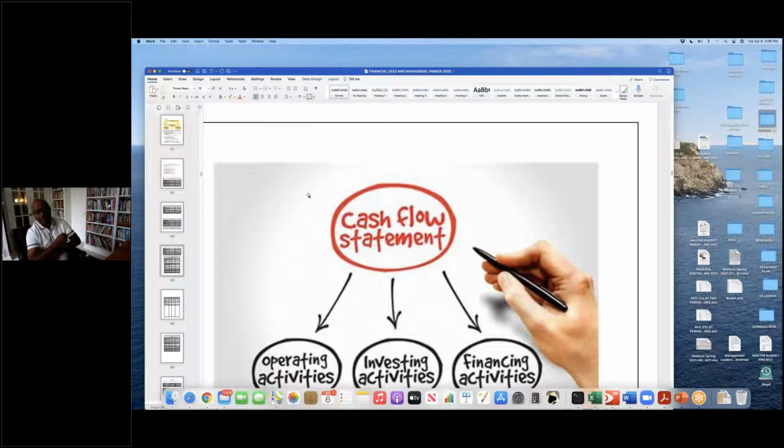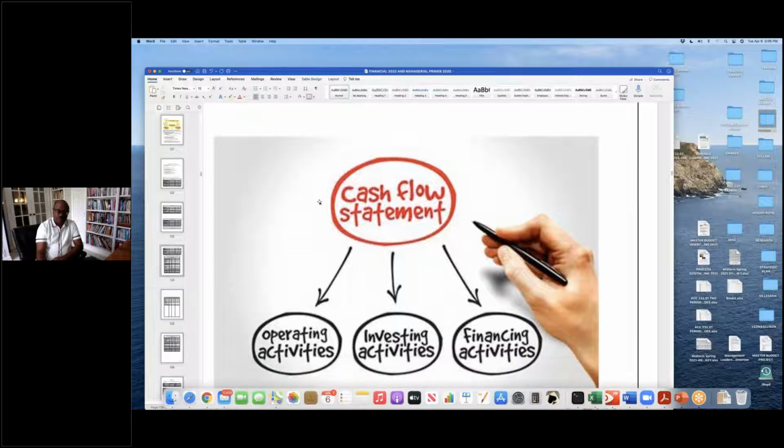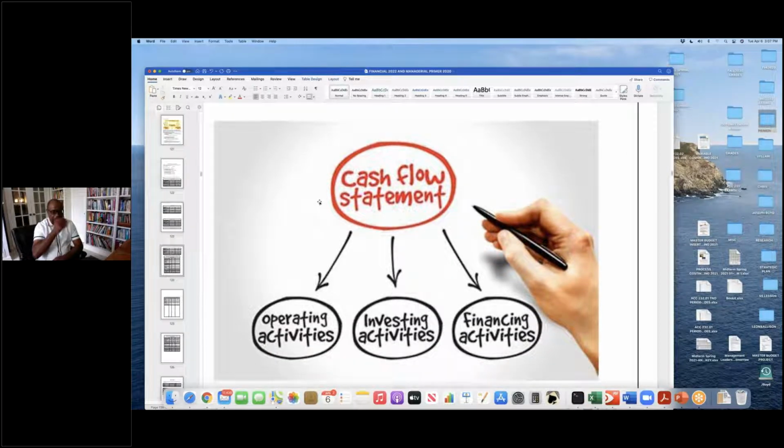Okay, are we ready for our final financial statement? We've learned how to prepare a balance sheet. We've learned how to prepare a statement of retained earnings. We learned how to prepare an income statement. We now have to do the cash flow statement. And there are three areas in the cash flow statement: operating activities, investing activities, and financing activities.